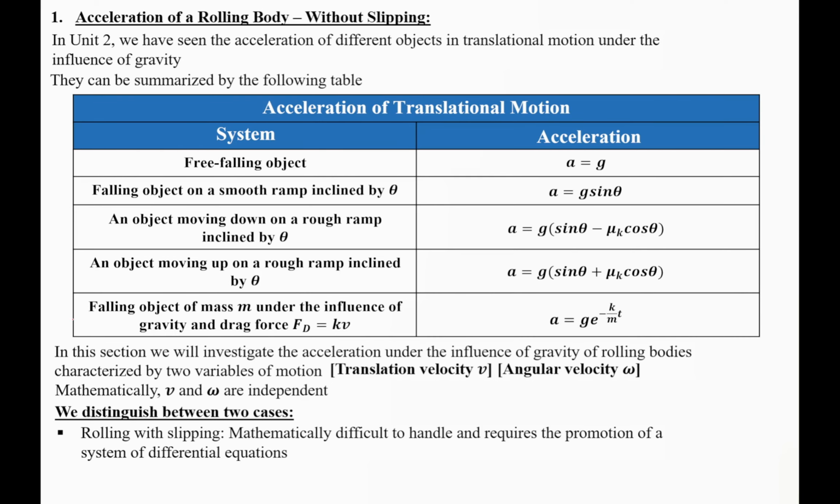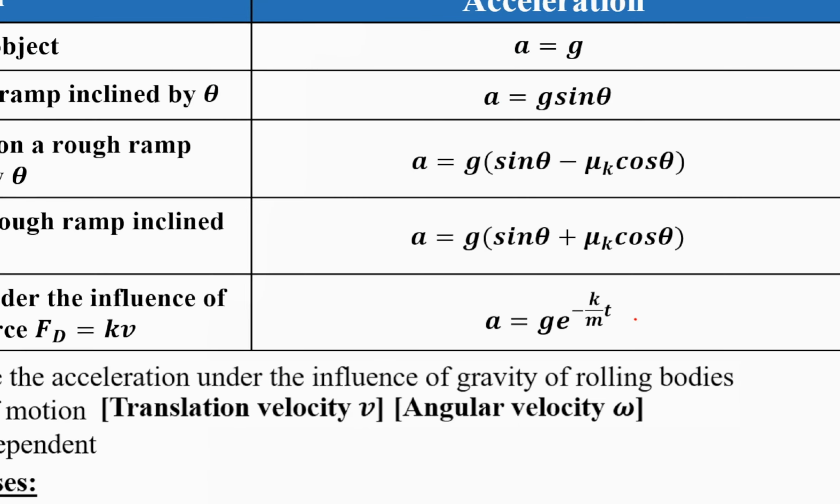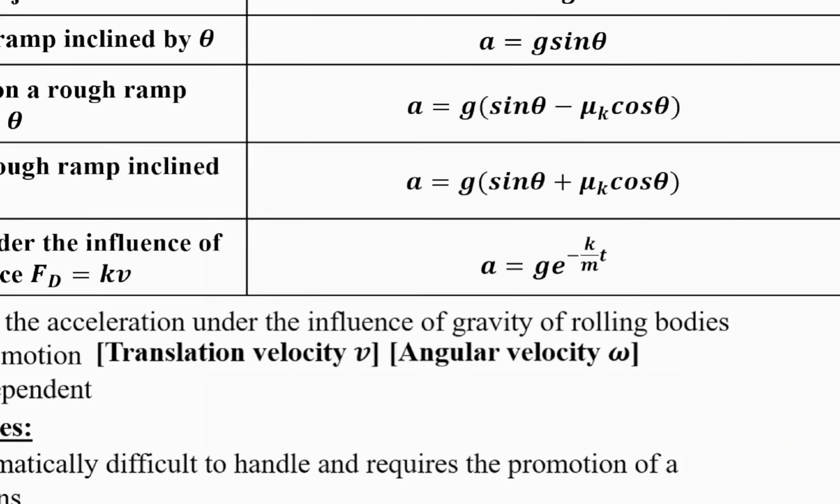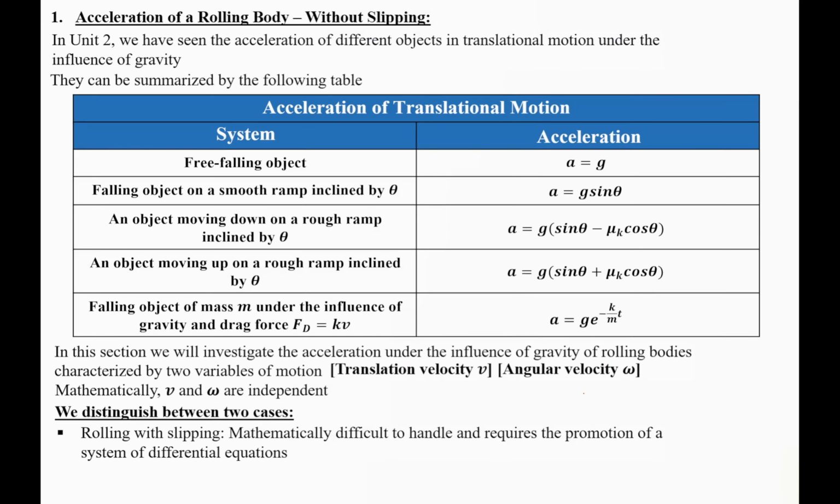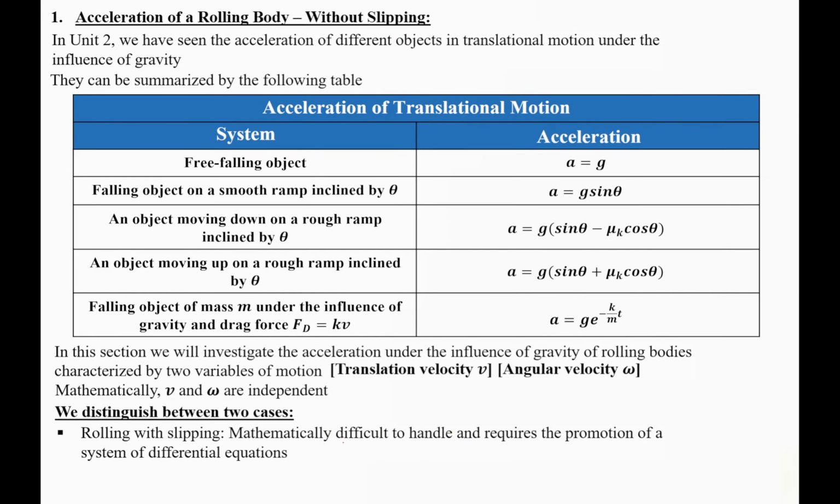Remember that for the falling object under the influence of gravity, the acceleration a of the system has been determined by utilizing a differential equation, in which v and a, the two variables of motion, are related to each other mathematically via calculus. Now, if our motion is rolling with slipping, which means we have two independent variables of motion, v and omega, this would require us to solve not one differential equation, but two. For this reason, I'm referring to a system of differential equations, and this would be mathematically difficult to handle.